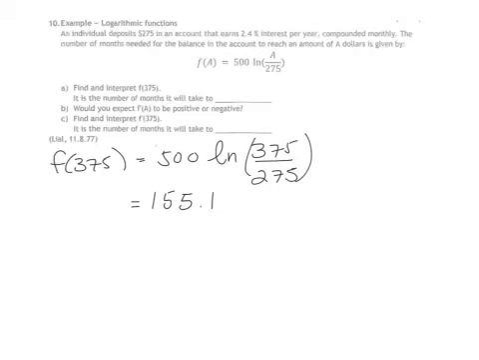And part B asks us if we would expect F prime of A to be positive or negative. So it's asking if the rate of change of the amount would be positive or negative, and with a 2.4% interest over time, I would certainly expect it to be positive. So part C says find and interpret F prime at 375.